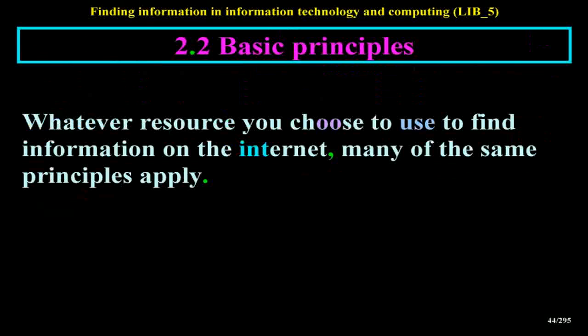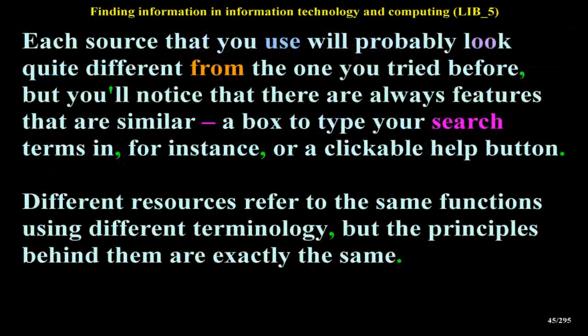2.2 Basic principles. Whatever resource you choose to use to find information on the internet, many of the same principles apply. Each source that you use will probably look quite different from the one you tried before, but you'll notice that there are always features that are similar: a box to type your search terms in, for instance, or a clickable help button. Different resources refer to the same functions using different terminology, but the principles behind them are exactly the same. The trick is to check the clues given on the screen or in the help of the individual database you are using.